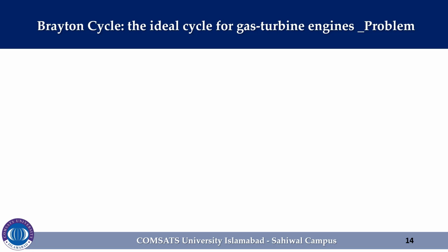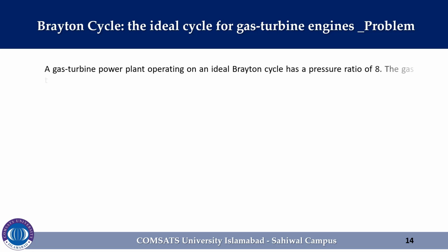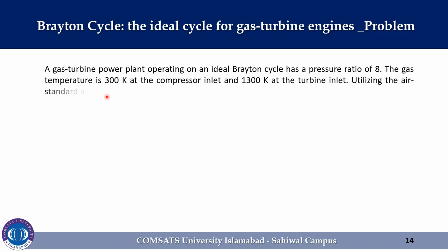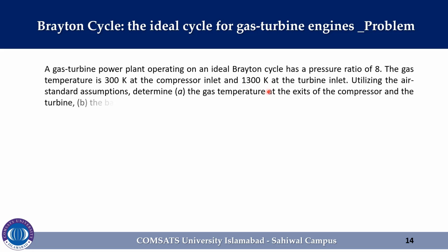The problem statement is: a gas turbine power plant operating on an ideal Brayton cycle has a pressure ratio of 8. The gas temperature is 300 Kelvin at the compressor inlet and 1300 Kelvin at the turbine inlet. Utilizing the air standard assumptions, we have to find the gas temperature at the exits of the compressor and the turbine. In part B, we have to determine the back work ratio, and in part C, we have to find the thermal efficiency of the cycle.